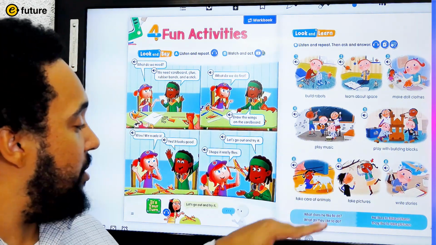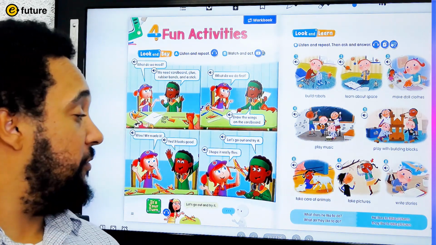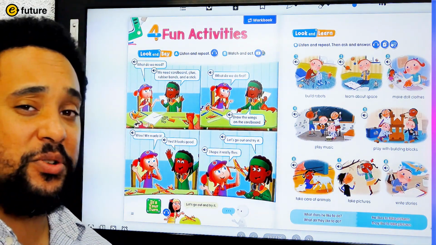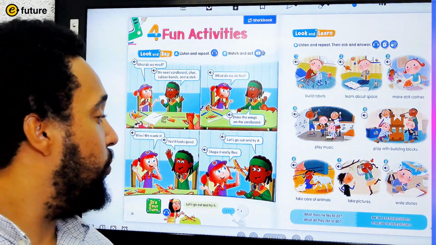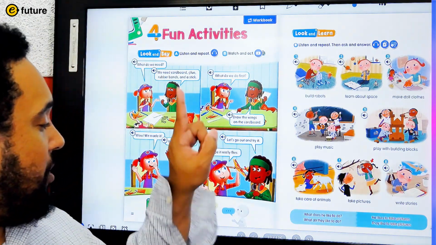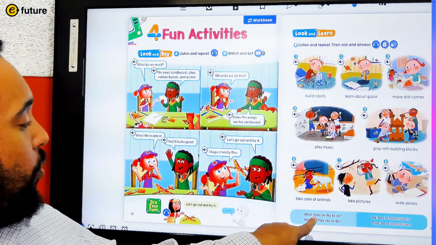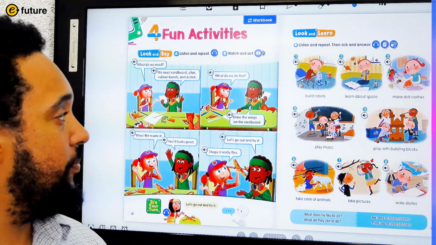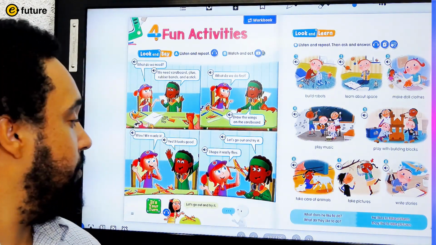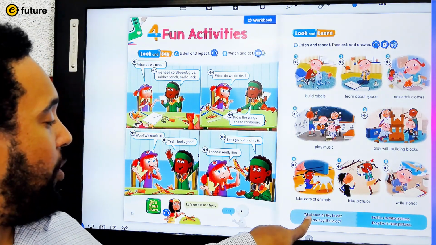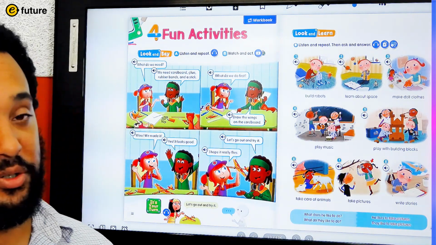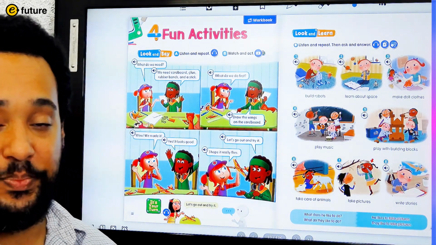So if you look at the bottom of the page, we have a couple of questions. Let's read those questions together with our reading fingers. So the first one, what does he like to do? What does he like to do? Or we can ask, what do they like to do? What do they like to do?